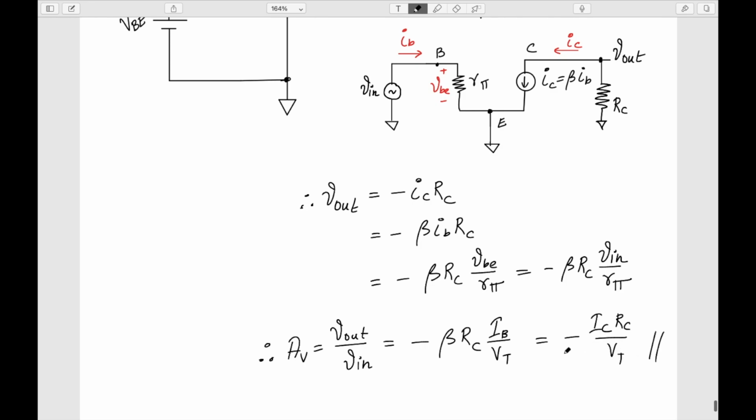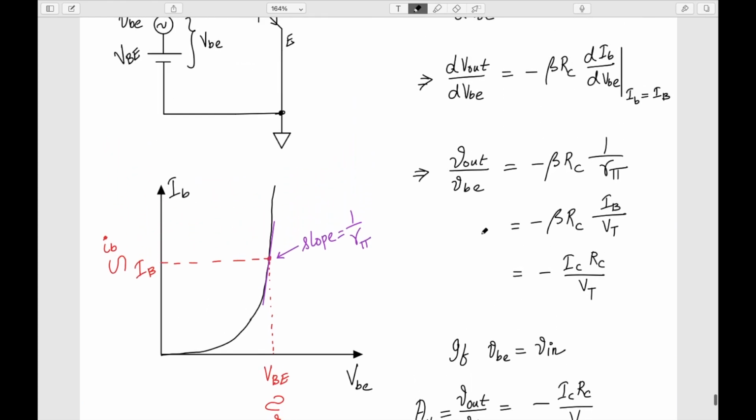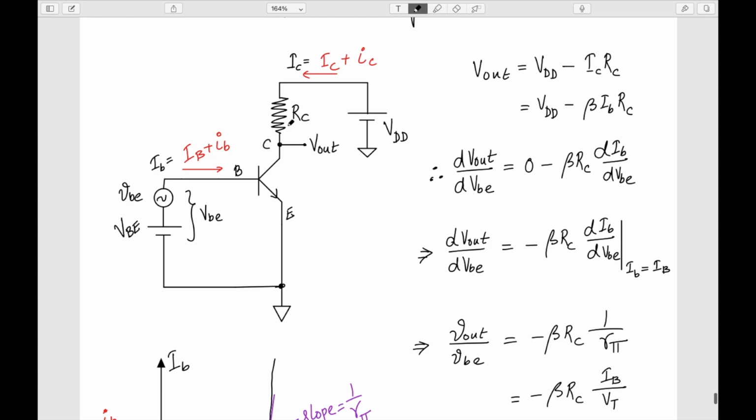If you see here, we are getting the same expression even though we have used the small signal analysis. So if we have done the small signal analysis correctly, I am supposed to get the same expression of the gain as by the method of differentiation. So one way is that you can find the expression of V out and do the differentiation with respect to V in, and I can get the gain.